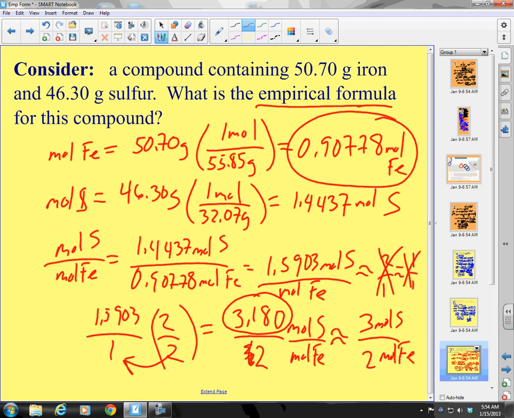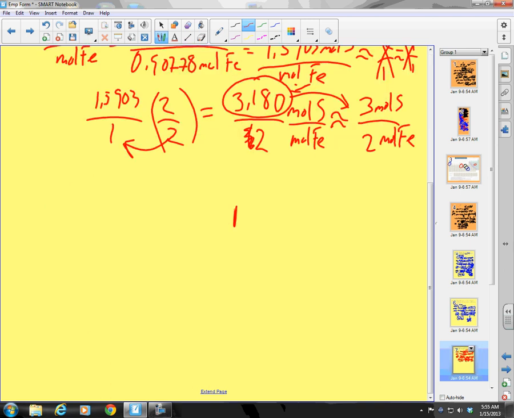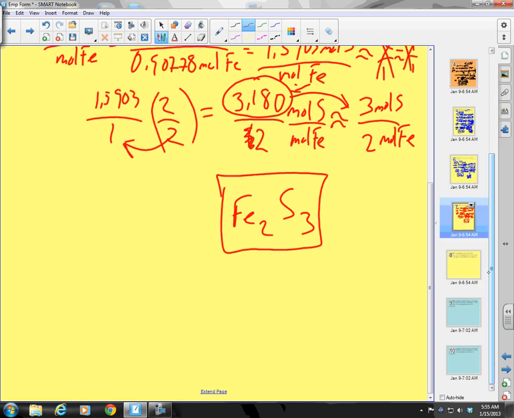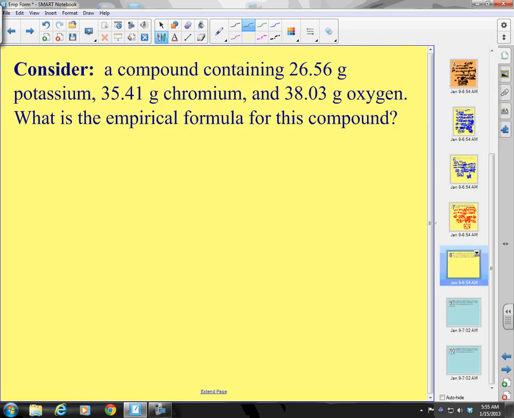Okay? And this ability to round this number, you've got to use judgment over time. Like I say, if that's 3.3, no, I don't round that. If it's 3.1, maybe. If it's 3.2, yeah, but in this case, it's close enough to say that it's a 3 to 2 ratio, which would mean what? Iron 2, sulfur 3 is my empirical formula. Got it? Cool. So that was a little more complex. You try this one, bring me back when you're ready.